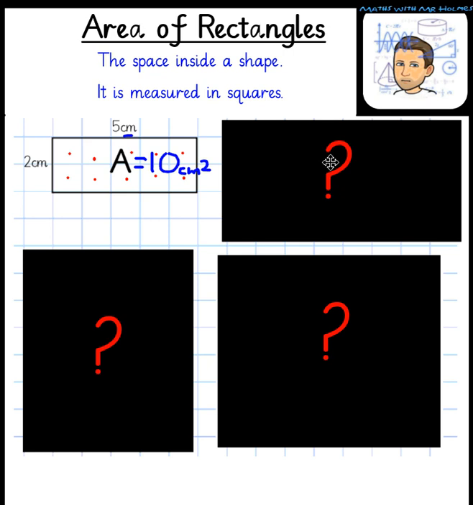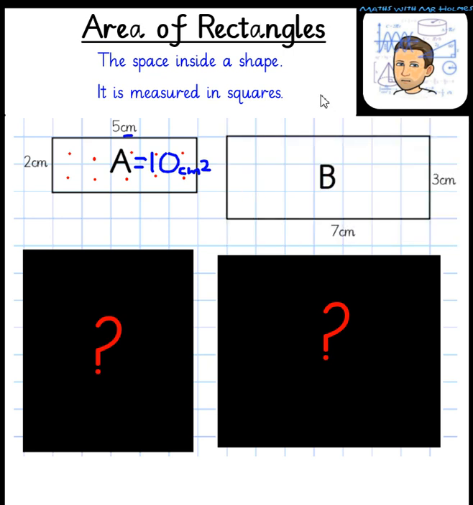let's have a look at our next question. A similar question, we've got rectangle B. We've still got the squares that we can see. We know it's slightly bigger, so 7 centimeters across, and then 3 centimeters with the short edge. So, rather than counting the squares individually, what we could do is count across. So 1, 2, 3, 4, 5, 6, 7 squares across.